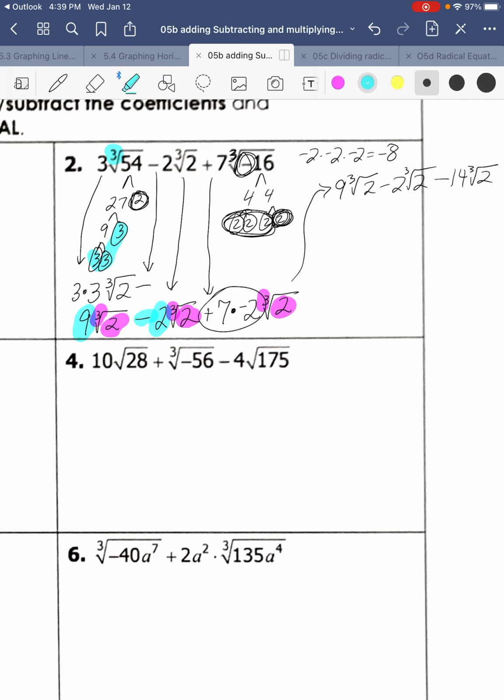All right, now I'm going to look at everything. We have cube root of 2, cube root of 2, cube root of 2. We have 9 minus 2 is 7, minus 14 is negative 21 cube roots of 2.